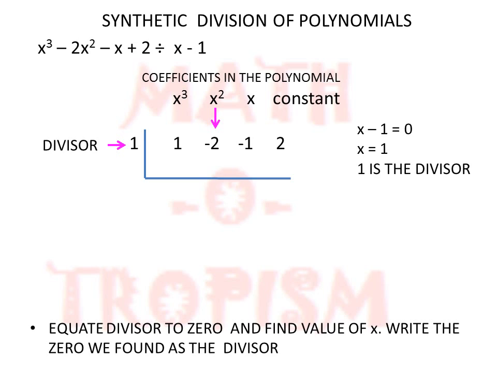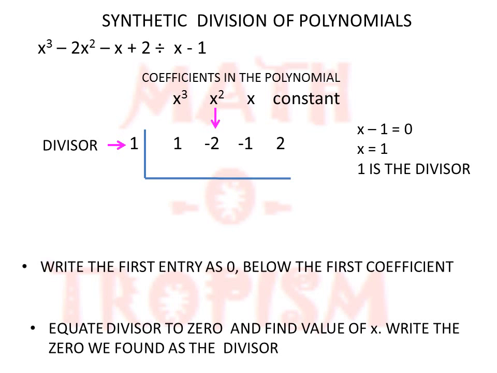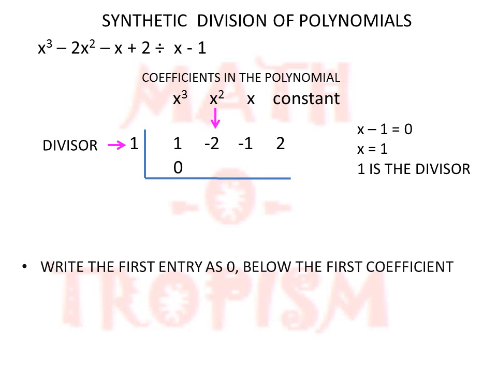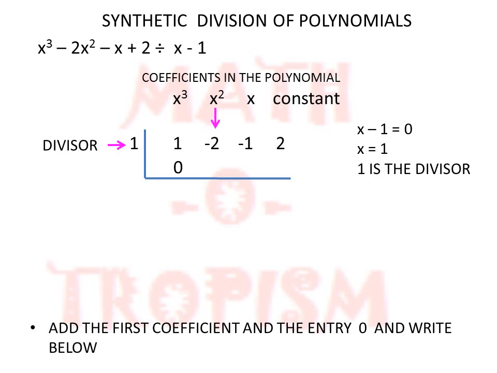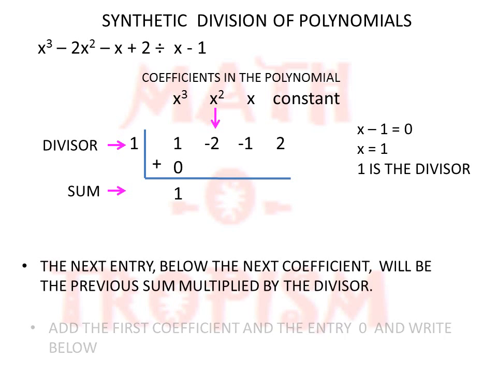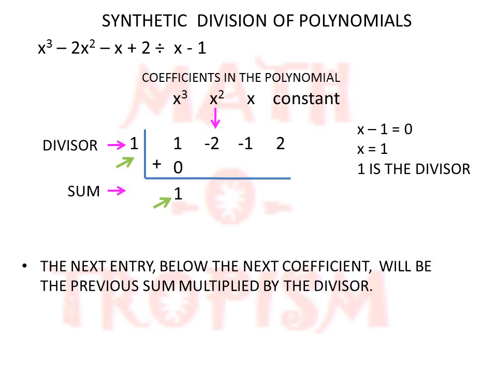Next, I always write the first entry below the first coefficient as 0. Whatever the coefficient, the first entry will always be 0. And I need to add the coefficient and the entry. So 1 plus 0 gives me 1. Now what entry should I put in the next place under the second coefficient? That entry will be the previous sum multiplied by the divisor. What is the previous sum? 1. What is the divisor? 1. So 1 into 1 is 1.